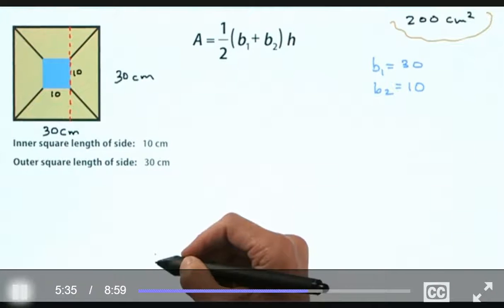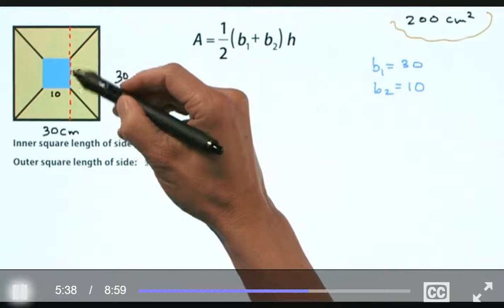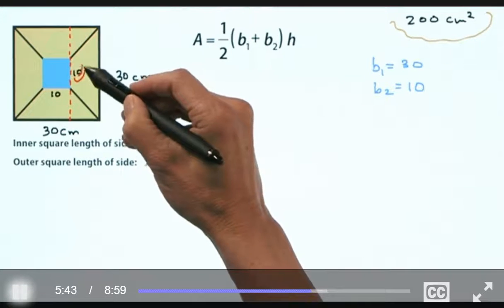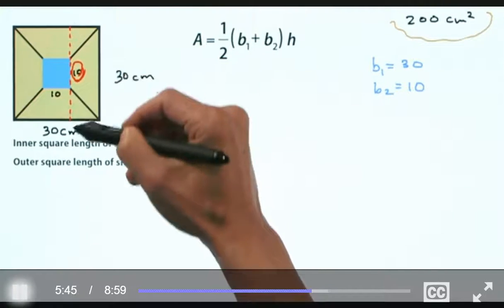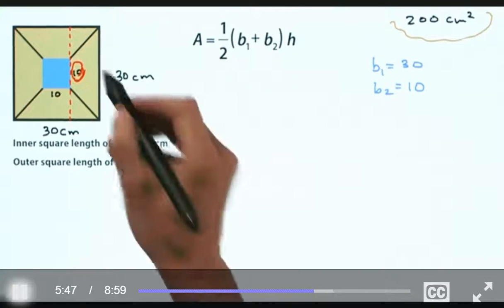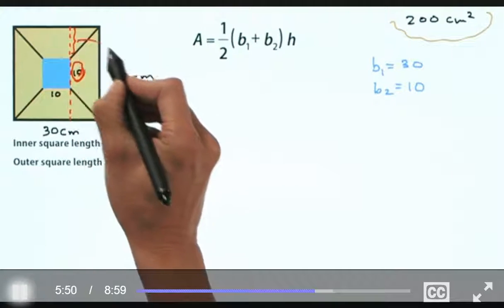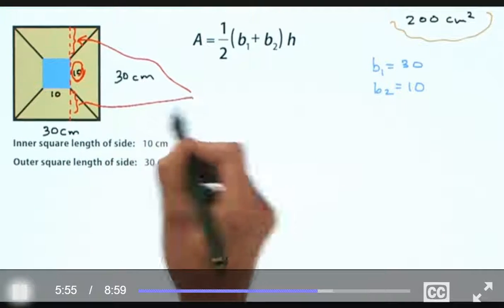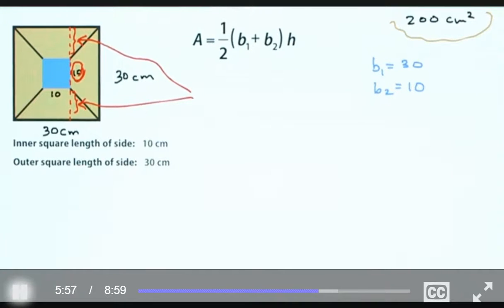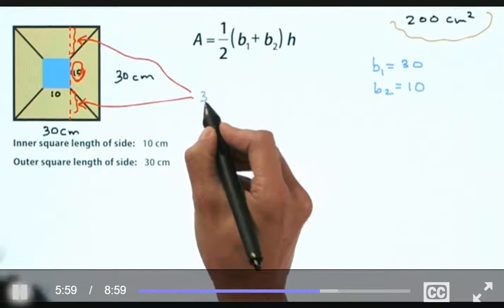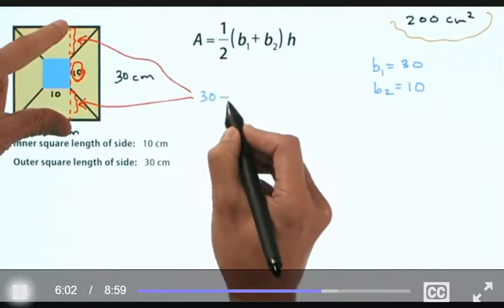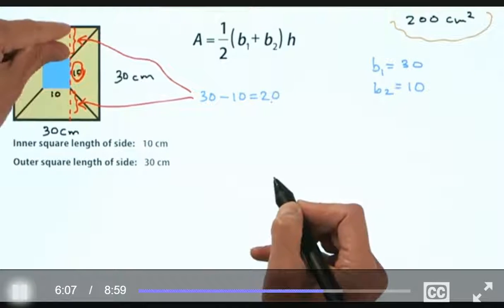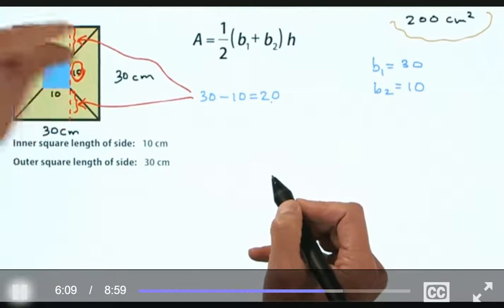Well, that is 30. But we know that this part of the dotted line, that's part of the edge of the blue, is 10. So I know this is 10. And so what's left for everything else? So this piece right here and this piece right here is going to be the difference between 30, the entire length, minus the 10. And that equals 20. So this length plus that length equals 20.